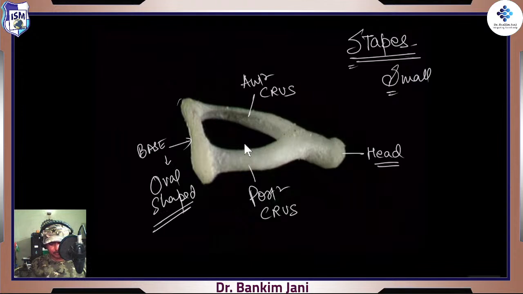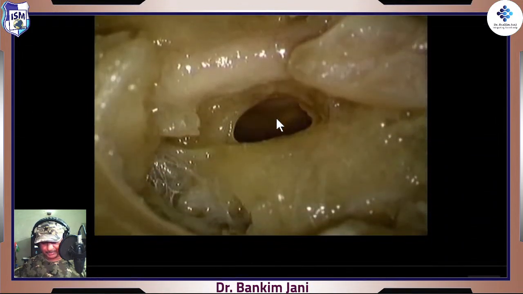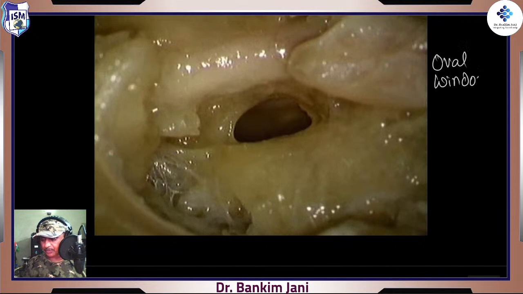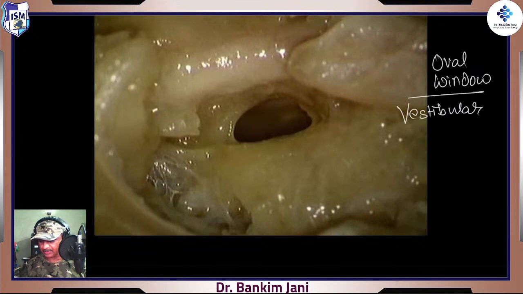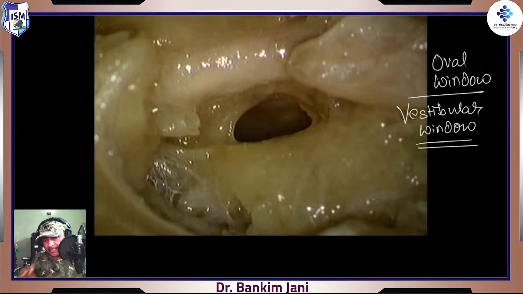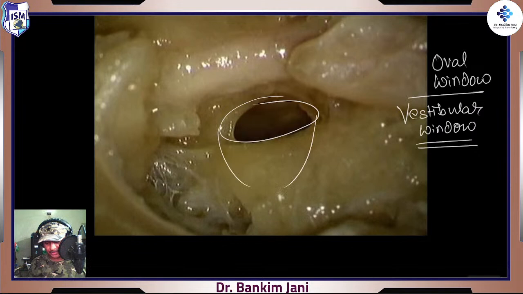If it is oval-shaped, then it is meant for the oval window, and we have already seen where that oval window is. The oval window we also call the vestibular window. We are repeating a few words again and again, and you'll see their importance when we talk about the inner ear. So this is the vestibular window, and that's where the stapes would be landing. The base of the stapes would be landing and covering this. So the whole thing would look something like this, and then there would be the head.